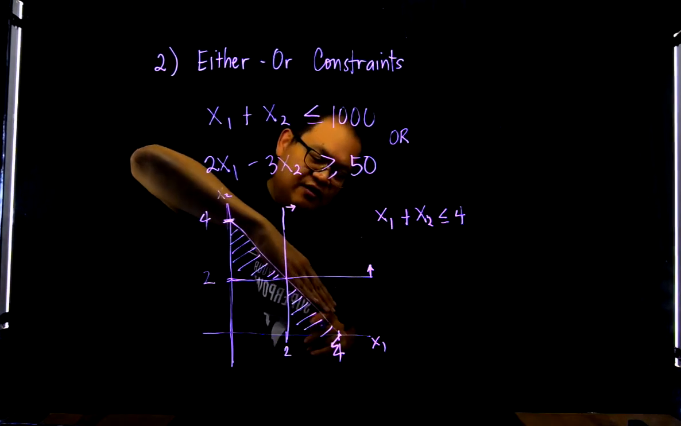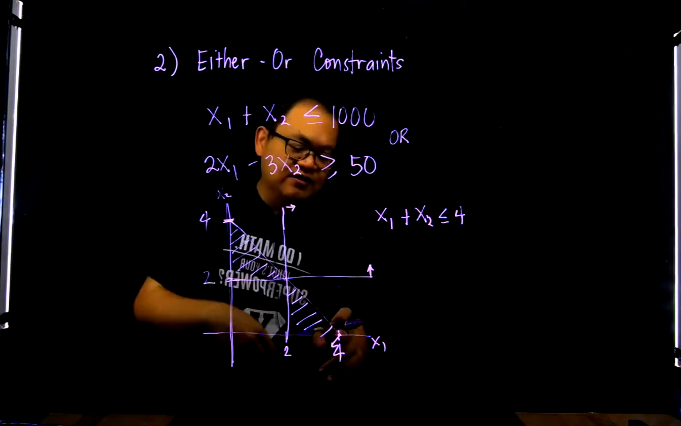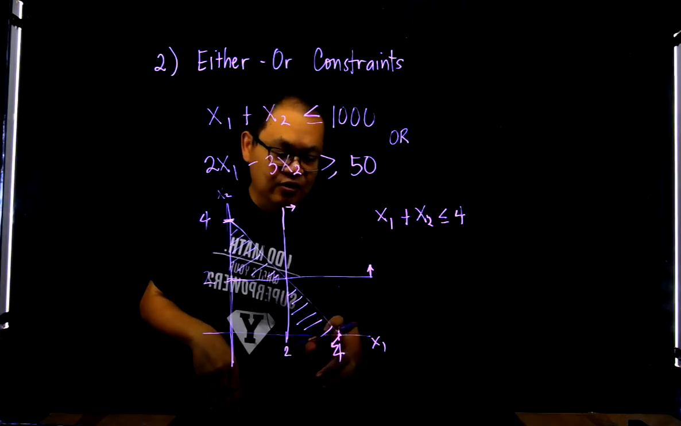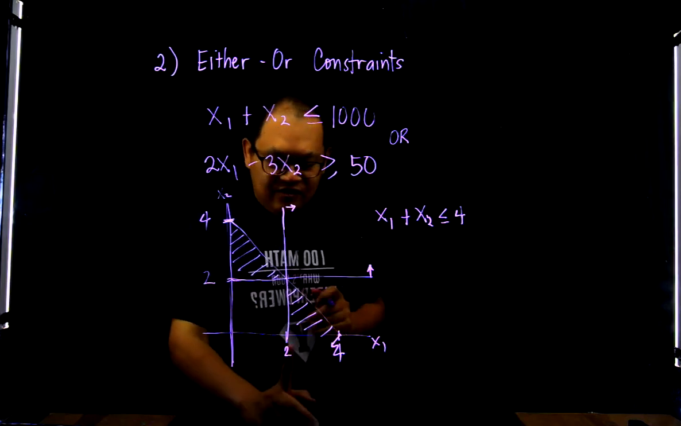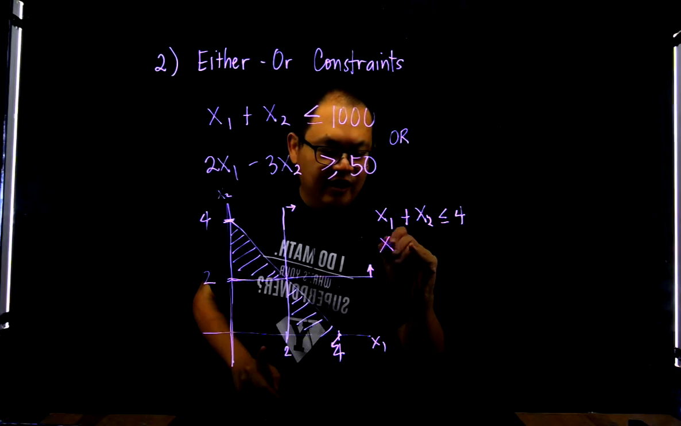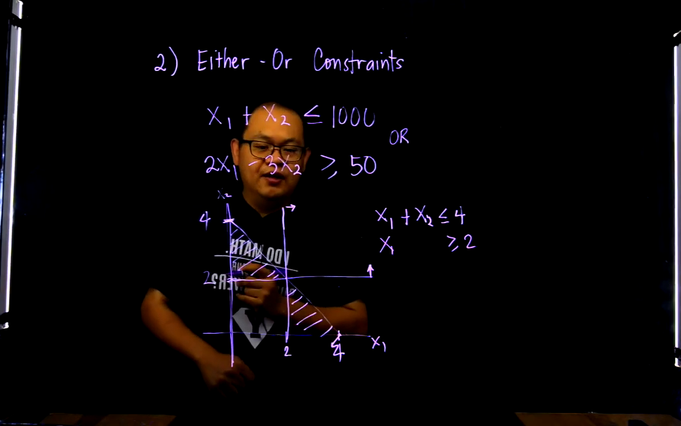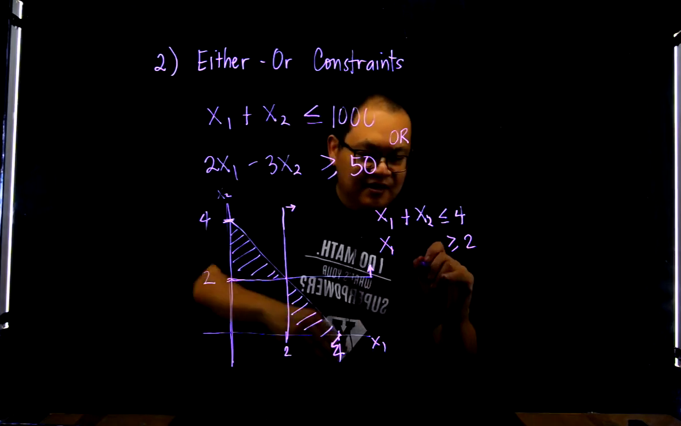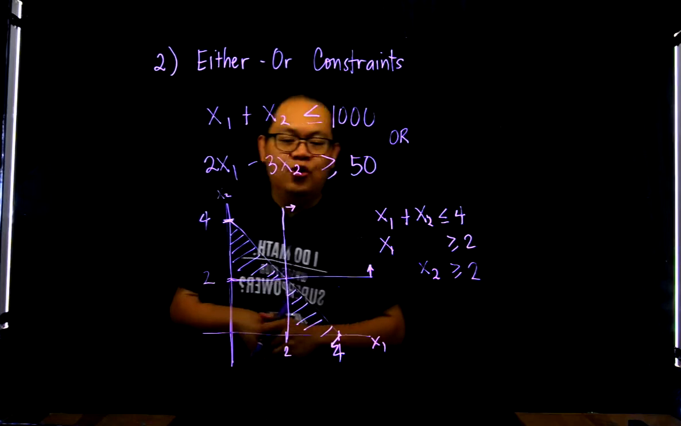No? You have the diagonal line, and it's a less than or equal to because it has to be facing this way, facing towards the origin. This vertical line is an x1 greater than or equal to 2. Okay? And this horizontal line is an x2 greater than or equal to 2.